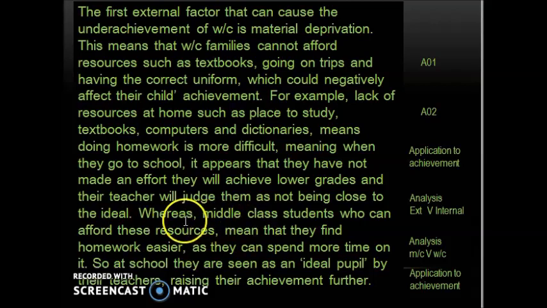And then we've got another bit of analysis here where we are comparing it to the middle class student. So we're saying that because the middle class can afford these resources, they can find doing homework that little bit easier. They spend more time on it, so when they do get to school, they're seen as the ideal pupil. And then it ends with the application to achievement at that final sentence.